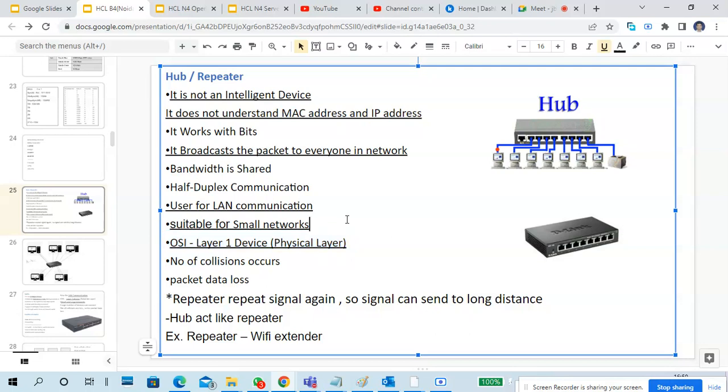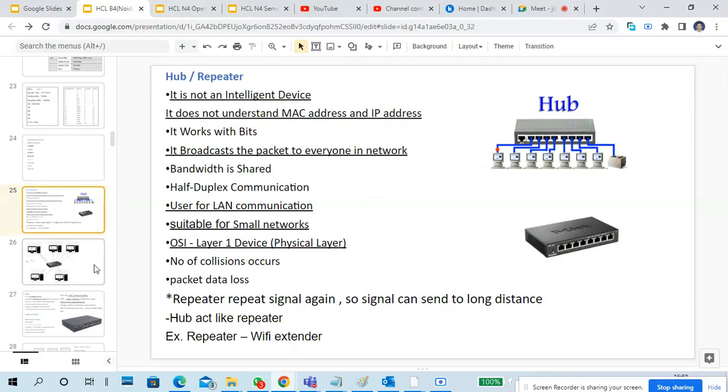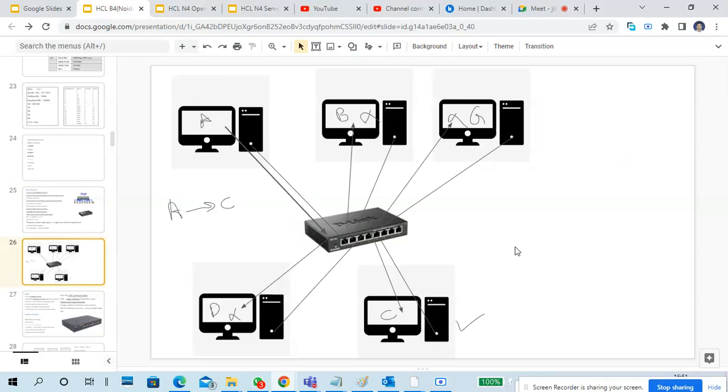Hub is also used as a repeater. It's suitable for small networks. So why? See, this is the hub, and these are the devices. When you are connecting the devices to the hub, what will happen if A is communicating to C? A sends a packet to C. The packet goes to the hub. Hub would broadcast the packet to everyone.